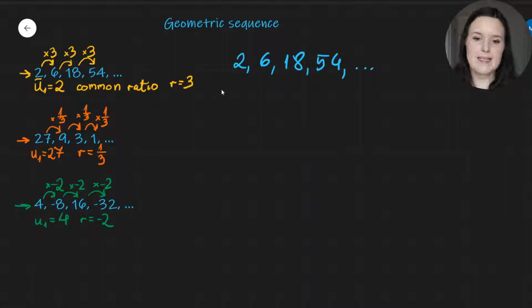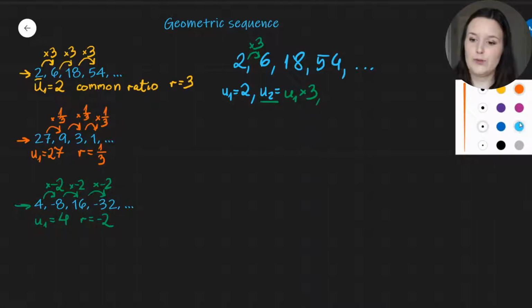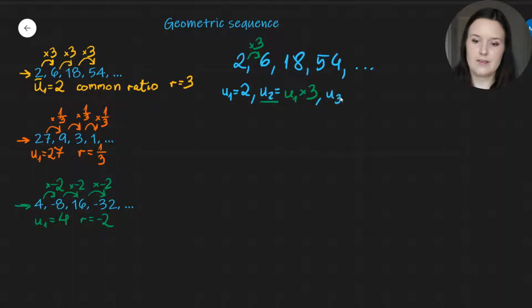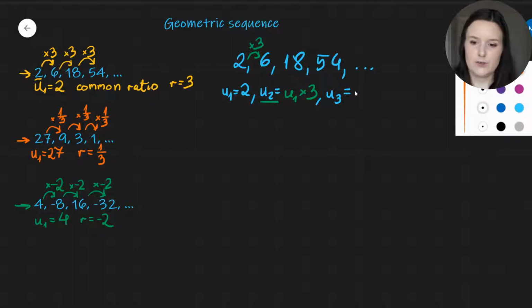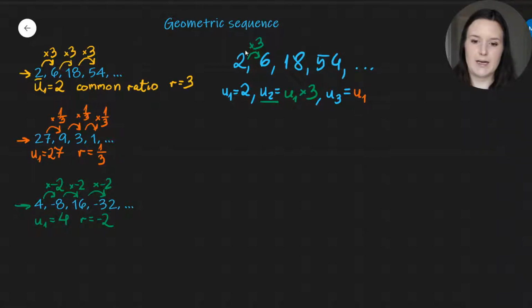So let's try. The first term is 2. Now, how do you get to the second term? Well, to get to the second term, I have to multiply the first term by 3. So it's u1 times 3. Okay, now, how do you get to u3? u3, so the third term, 18. How do we get there? Well, I have to multiply 2, so the first term, by 3, and then by 3 again. So I actually multiply twice. So that is 3 squared.